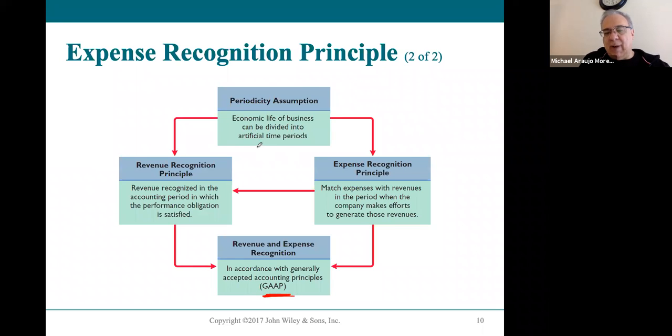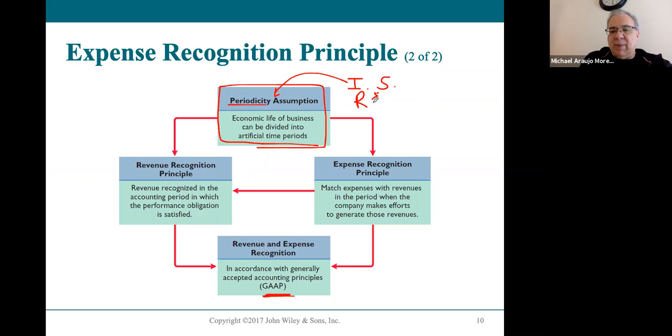Look at what you've learned already. Understanding the periodicity assumption is critical because we have to divide our life into time periods. That affects a very, very important financial statement called the income statement, right? Revenues and expenses are on the income statement. The income statement is the only financial statement that tells us whether we had a profit or a loss. And we do so on a periodic basis, so it's subject to periodicity. And then, of course, the retained earnings statement tells us the story of that profit or loss.